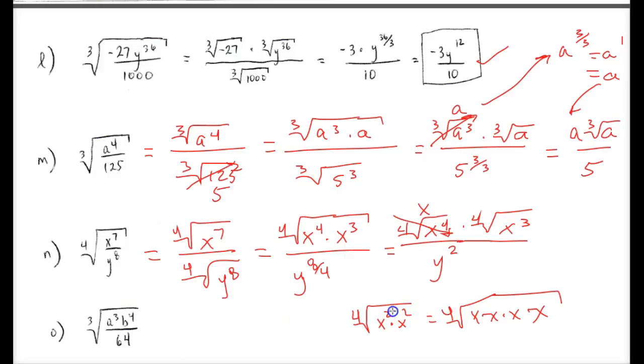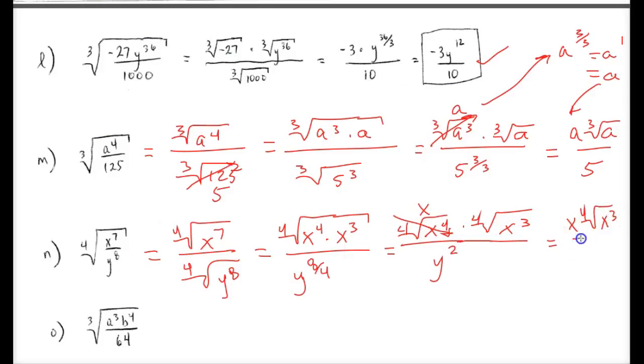So now let's get rid of this stuff. And so now all this will just equal x times the fourth root of x cubed. And of course, our denominator here will just be y squared. So that would be the simplest form for this particular radical expression.